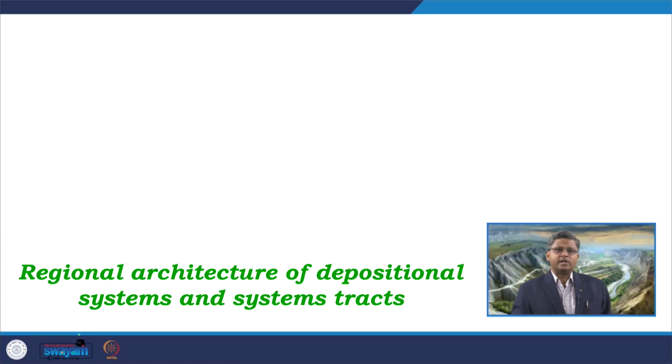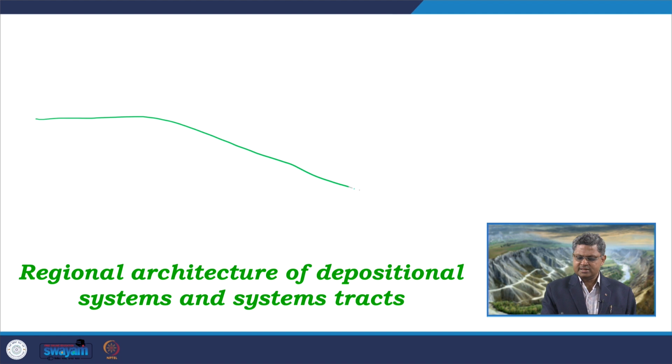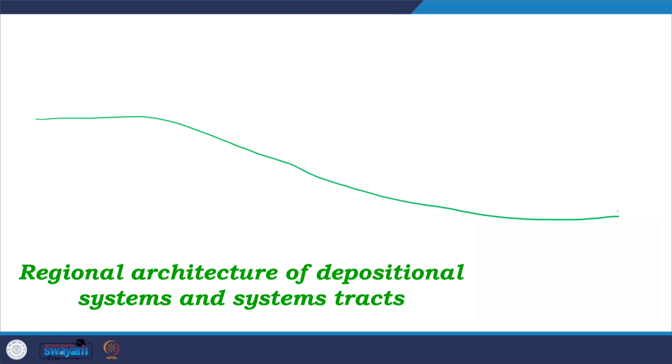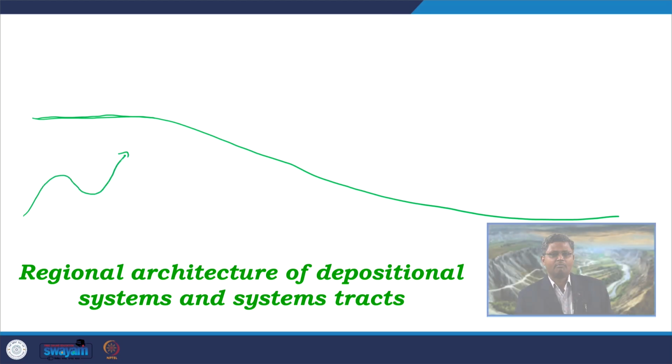Definitely we will discuss this in more detail, but in this class, as this is an introduction to systems tracts, through a very simple diagram I will try to give you an overview of those conditions. So, let us think of a marginal marine setting like this, which is continuing into the deep marine part. We are thinking of a base level curve which looks like this. In this base level curve, let us start with an HST condition.